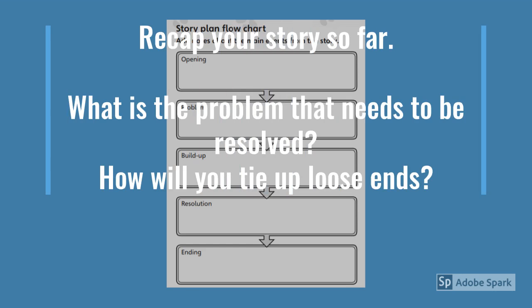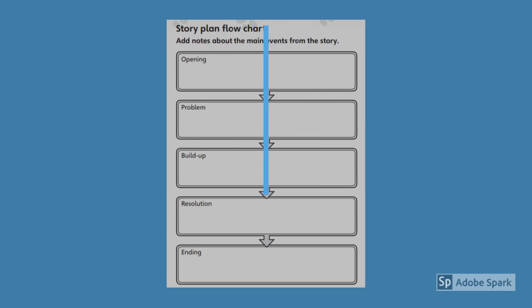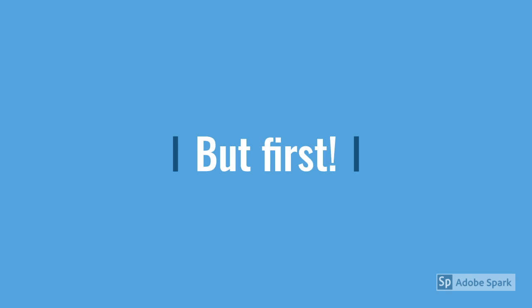First of all, you'll need to look back over your story plan and your writing from the last 2 lessons. This is to recap your story so far. Think about what the problem is that needs to be resolved and how will you tie up those loose ends. But first, let's look at how we can improve our writing.